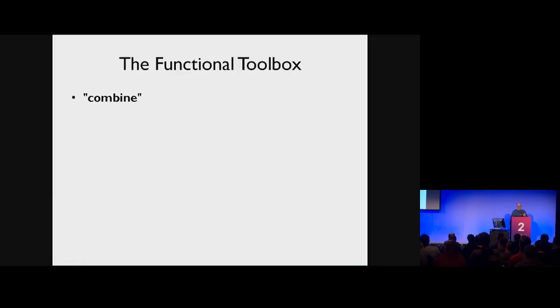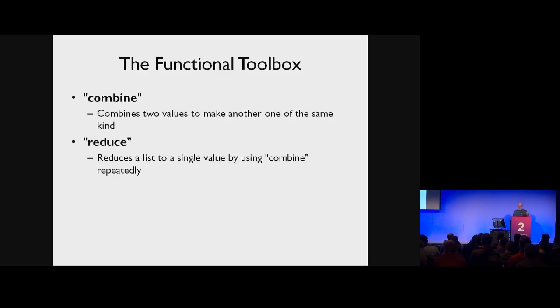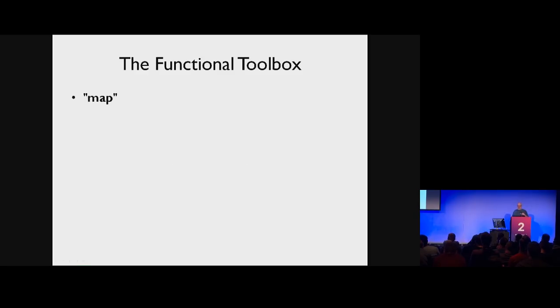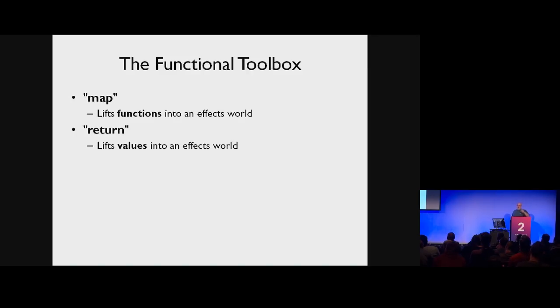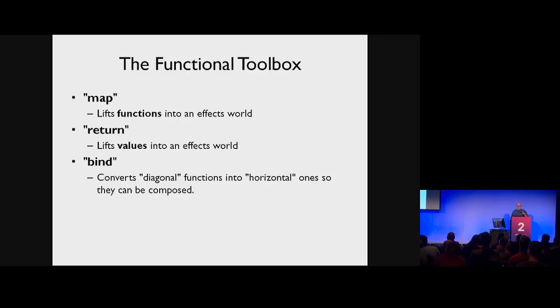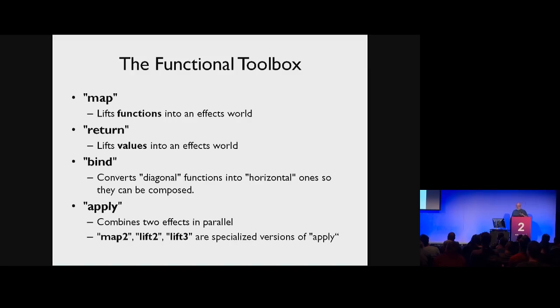All right, let's review the tools. We've got combine, which combines two values. We've got reduce, which reduces a list. We have map, which lifts functions up. We have return, which lifts individual values up. We have bind, which turns diagonal functions into horizontal functions. We have apply, which combines things in parallel. And there's other words for that that you might see, lift and so on.